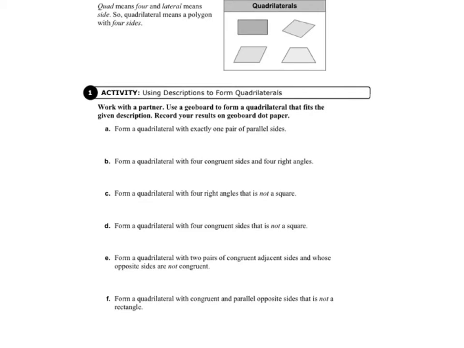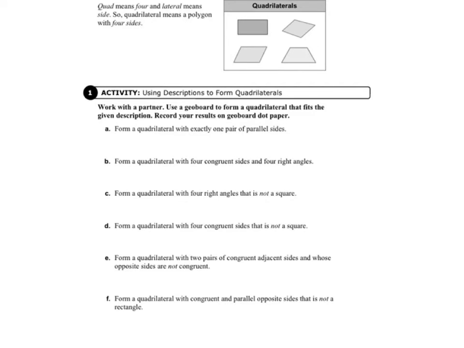We're going to be working on Activity 1, using descriptions to form quadrilaterals. This is where you'll need your geoboard and your rubber band. Use a geoboard to form a quadrilateral that fits the given description. So when we do this, I'm going to be jumping onto the next slide that shows you how to do this. So keep your Record and Practice Journal handy so that you can see the descriptions, but I'm going to move on to other slides that don't have the descriptions on them.